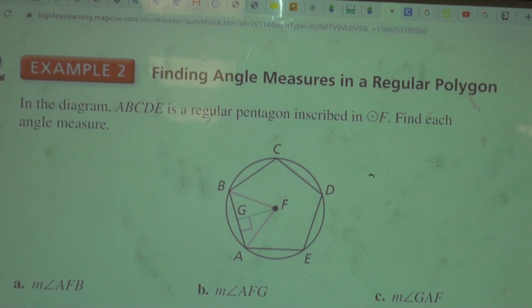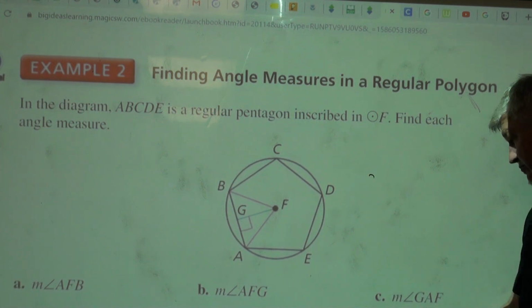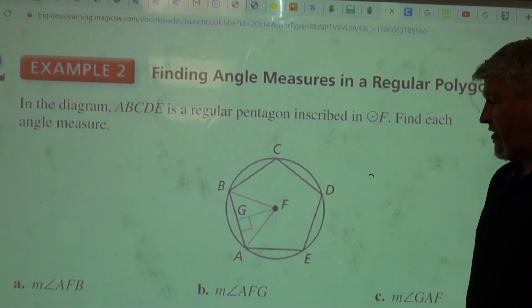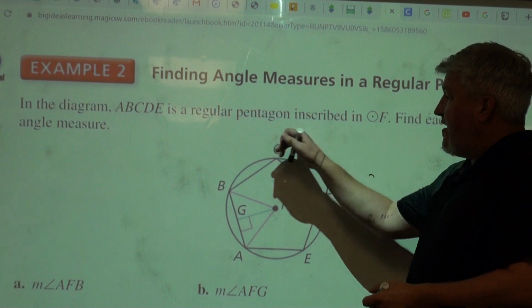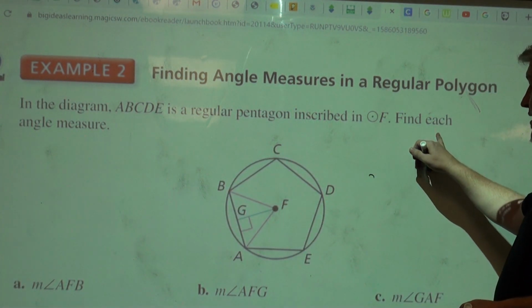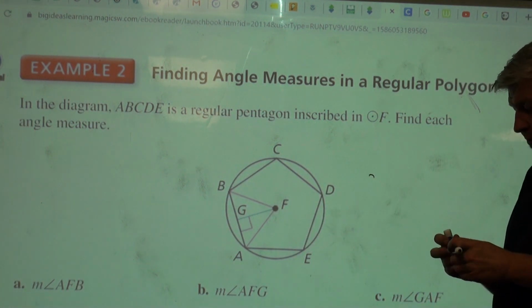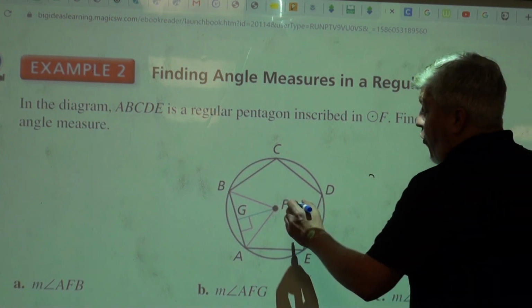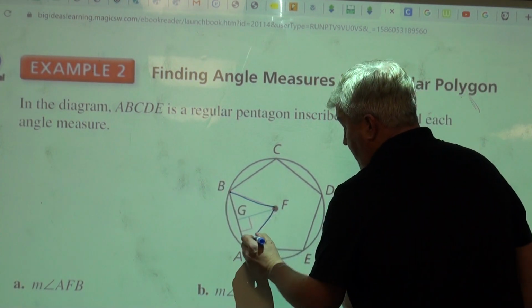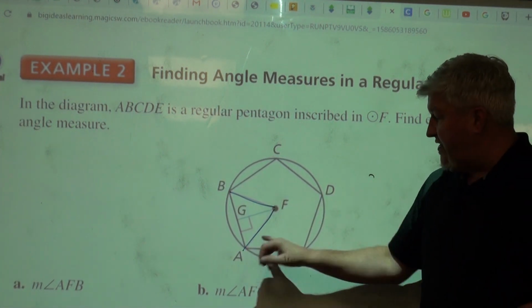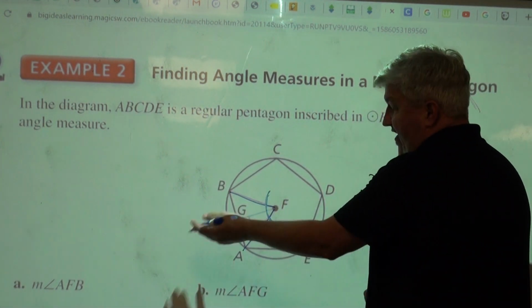What kind of polygon do I have in this example? That's right. Good job, Solomon. It is a pentagon. 5 sides. It's a regular pentagon, which means all 5 sides are equal. So here it says, ABCDE is a regular pentagon inscribed in circle F. Find each angle measure. Now, what I need to talk to you about is, as it forms this angle here, BFA, it forms this inscribed angle, or AFB as it says.